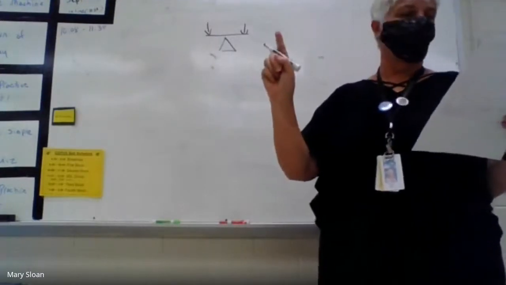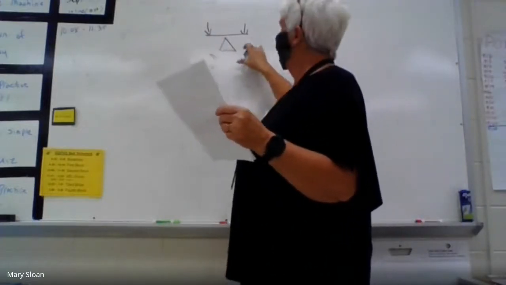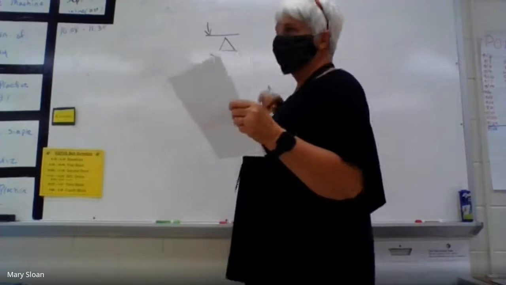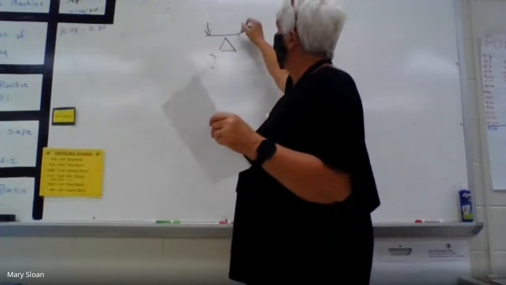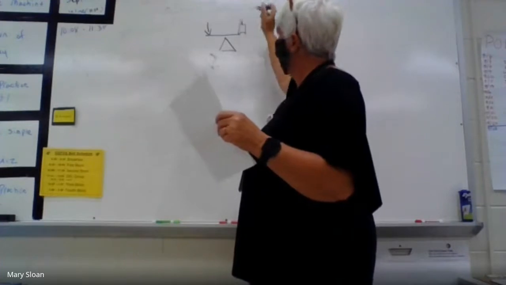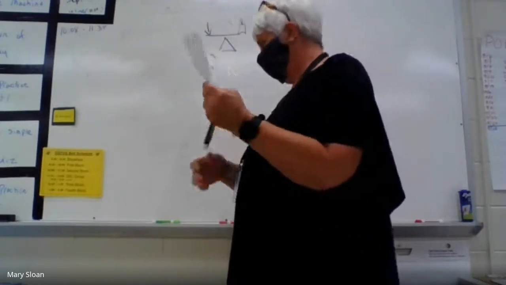A, correct. Because if you look, you have this here going down, but instead of the arrow, what do we have instead? We have a weight. That's what that is. That's a weight. And it's still the same thing. So make sure you circle A.